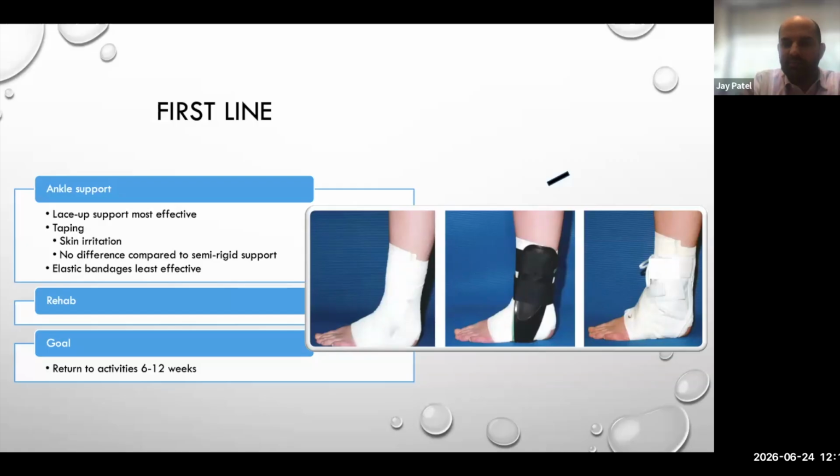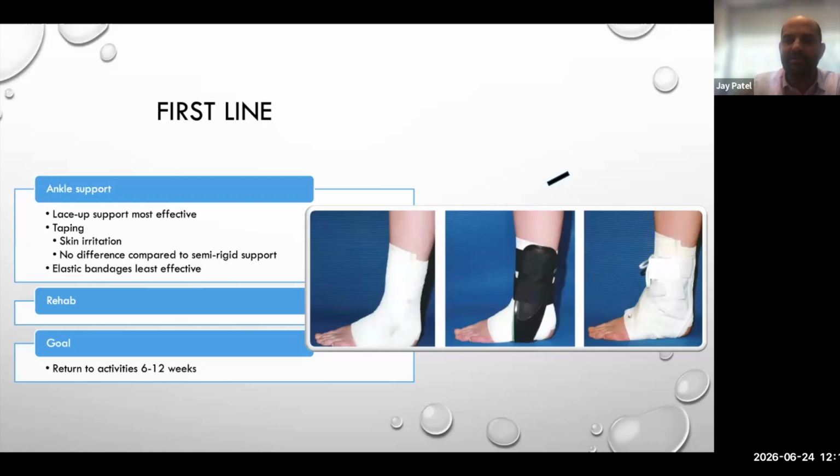Elastic bandages or ace straps are least effective. Makes sense, right? They're helping more with swelling control, but they're not really having any sort of rigid stability. Followed by rehab. Typically, patients who have ligament laxity and significant pain, you can consider rigid immobilization, even in a boot for a couple of weeks, or instead of a brace, depending on their pain level.